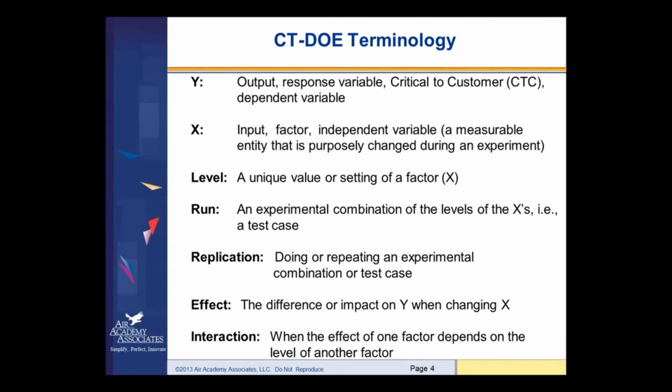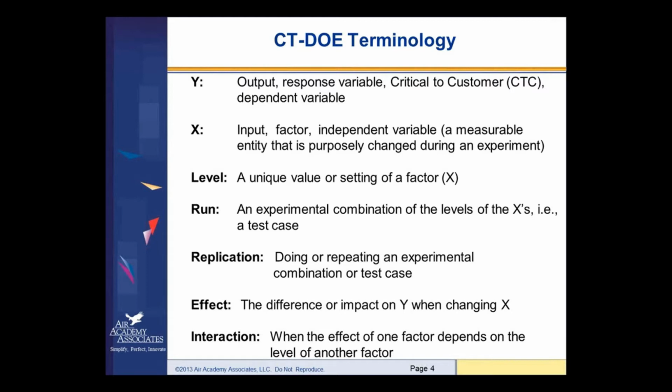A run is an experimental combination of the different levels of the different factors. It's a test case. Another name for a run is an experimental test case. A replication is doing or repeating a test case or an experimental combination once or more than once. So when we replicate a design, we typically do the testing of the different test combinations more than once, and the reason for that is to get a look at variability.